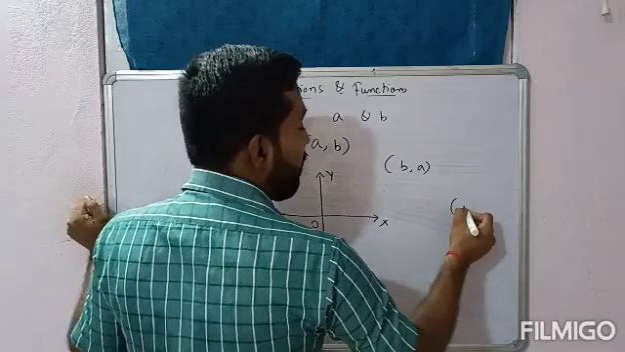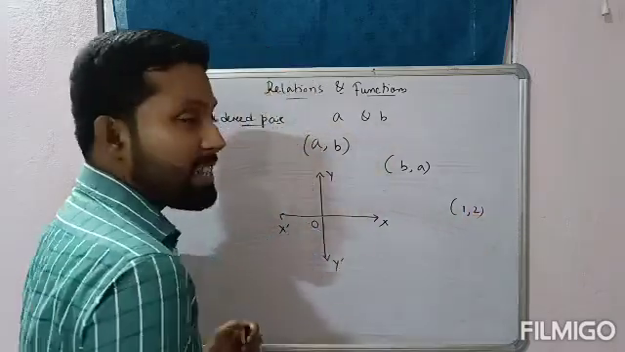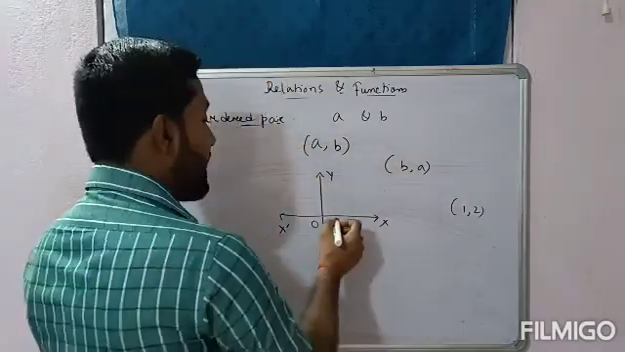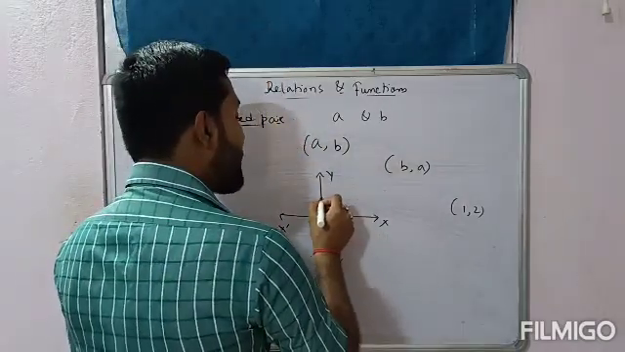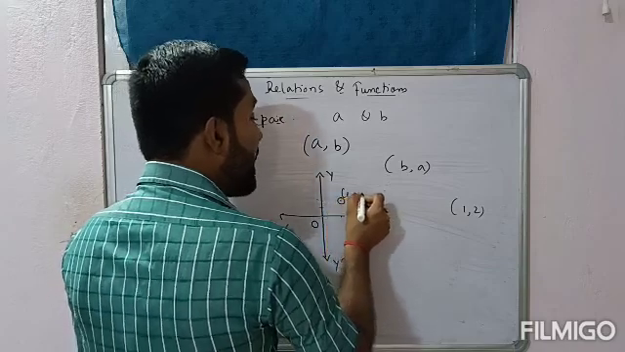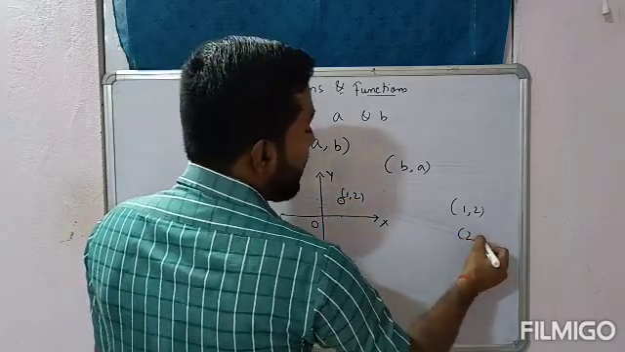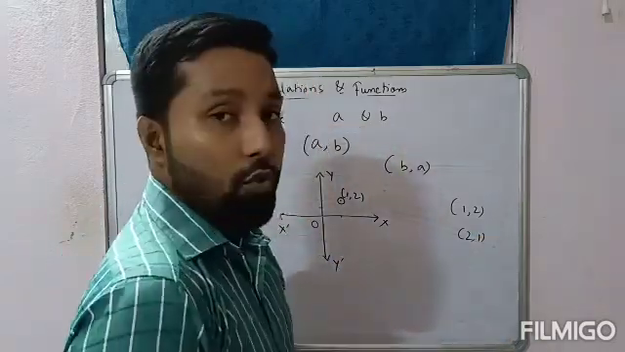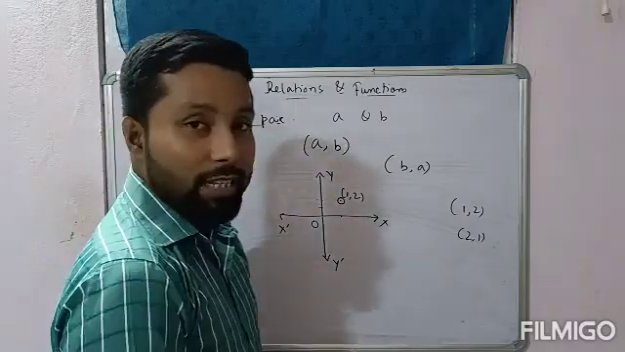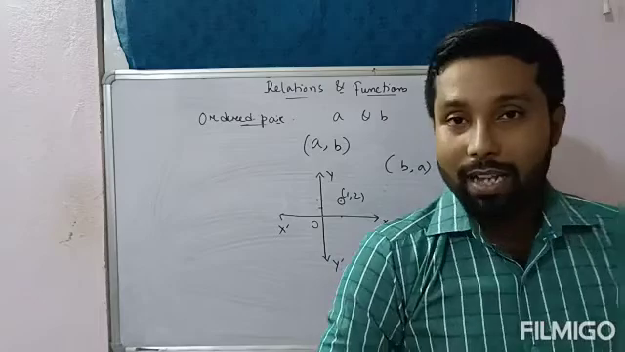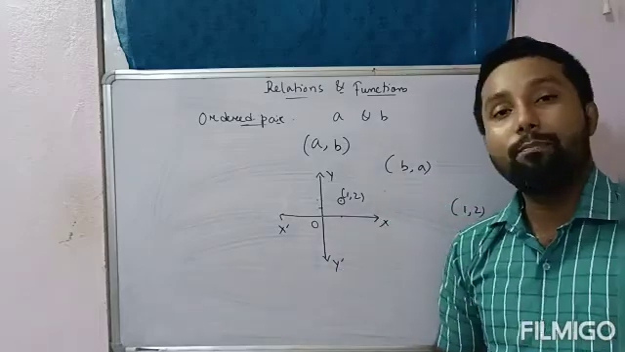Suppose I have taken one ordered pair (1, 2). तो 1, 2 जो लिखा उसका पोजीशन कहाँ पे हो सकता है? फॉर एग्जाम्पल 1, 2 is here only. Okay, this is (1, 2). Now if I interchange the position of these two components, (2, 1), तो फिर अभी ये चेंज हो जाएगा. It will not be in the same position. (2, 1) will not be in the same position.